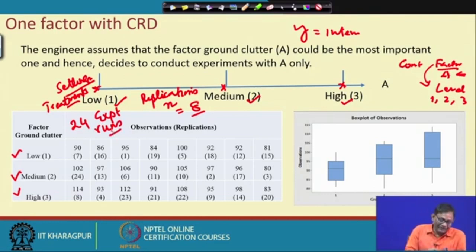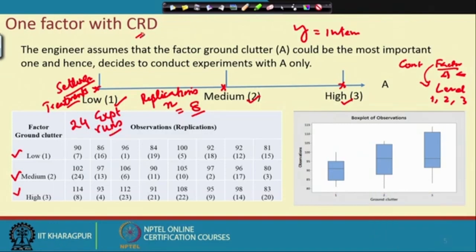So, it is complete because you have considered all the labels. And what is randomization here? You require 24 experiments to be conducted at settings low, medium and high for ground clutter, or at the treatment low, medium and high, and 8 on each of the treatment labels.